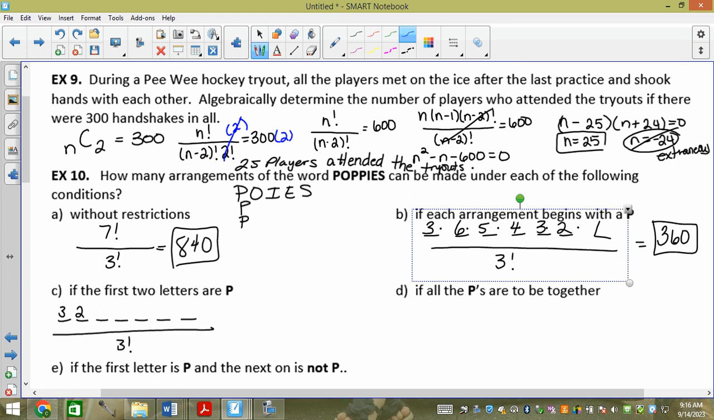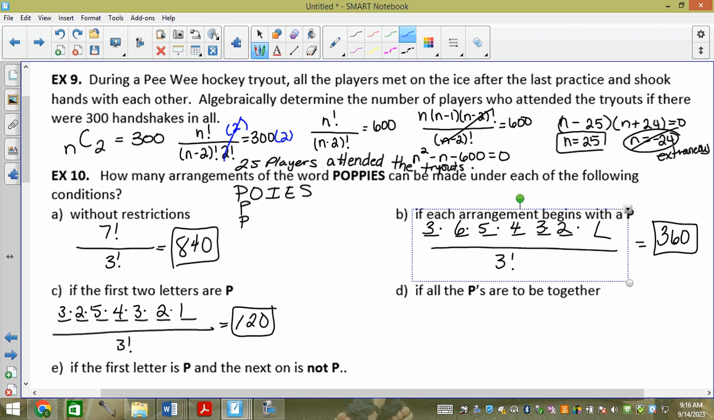If it said only starts with only 2 P's, then it'd be P, P, not a P. P could come back. So it'd be 4, 4, 3, 2, 1, right? This one didn't say that. So it's 5, 4, 3, 2, 1. And what do we get? 120? That makes sense because the 3 factorial will cancel.